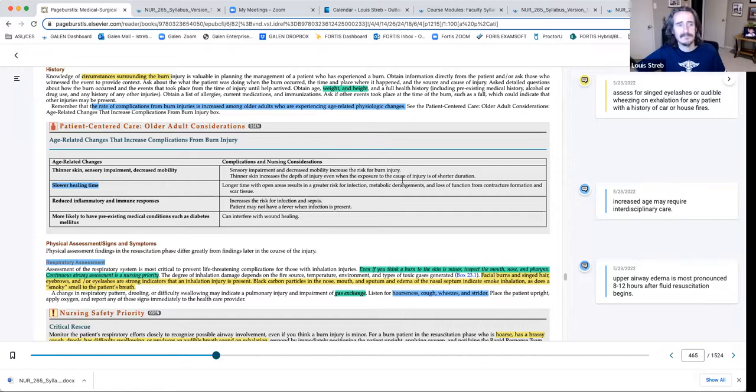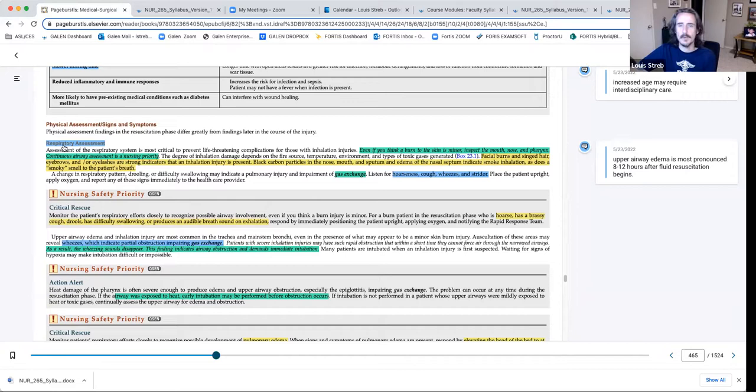Here's my big one. Respiratory assessment. Y'all have to be in the respiratory. Even if you think a burn to the skin is minor, look at the mouth, look at the nose, look at the eyebrows, look at the mustache, look for any hair. Listen, smell for smoke. You know what I'm talking about. You can smell that smoke like a campfire. You're like, what is that? You kind of stink. It's okay. Your breath. It is okay.